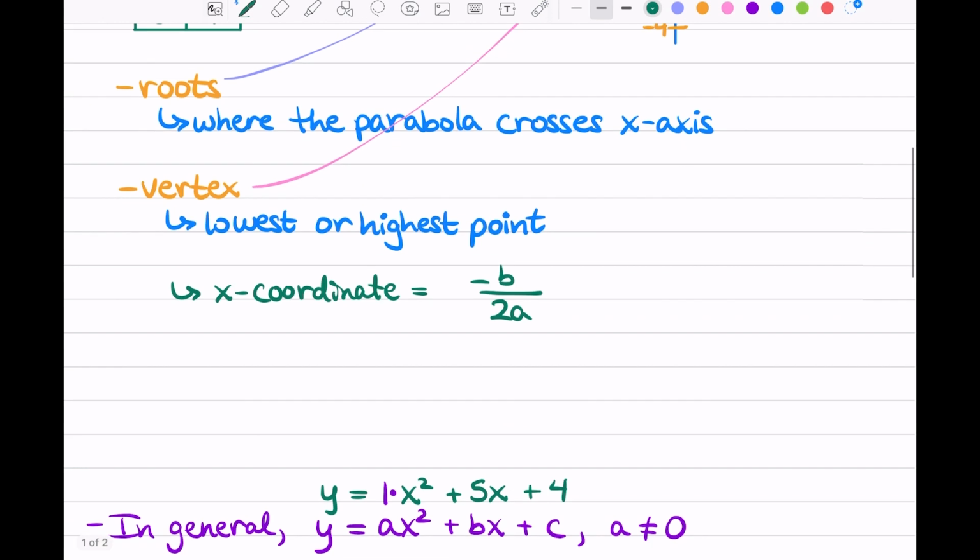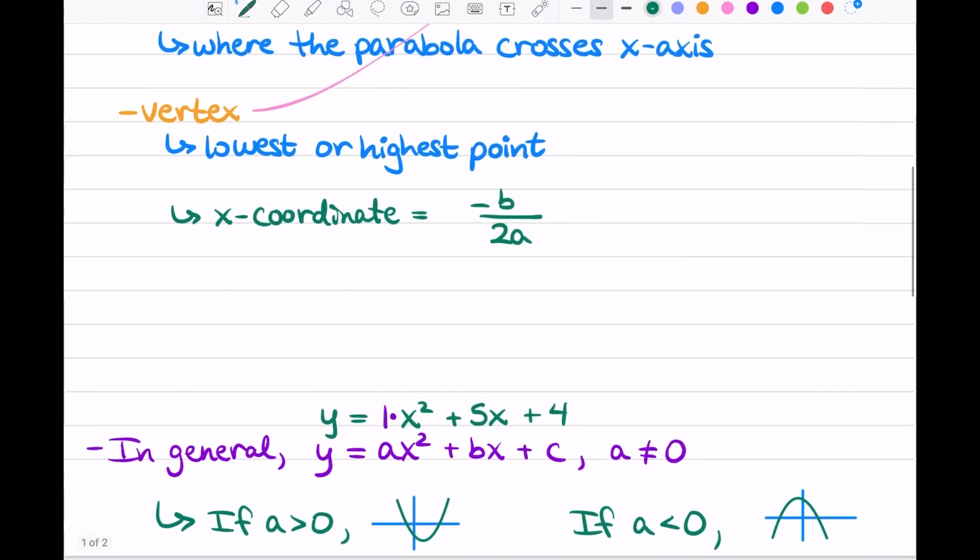So now we're incorporating our general form of the equation. In this case, our b is 5 and our a is 1. So we just plug those into this equation. So we have negative 5 over 2 times 1. That gives us negative 5 over 2, and negative 5 divided by 2 equals negative 2.5. So we know the x-coordinate of the vertex is negative 2.5.